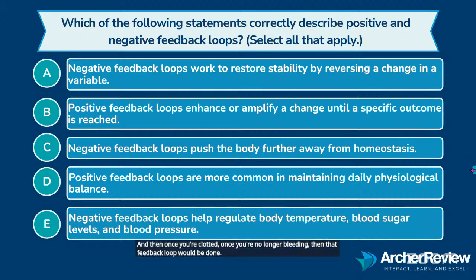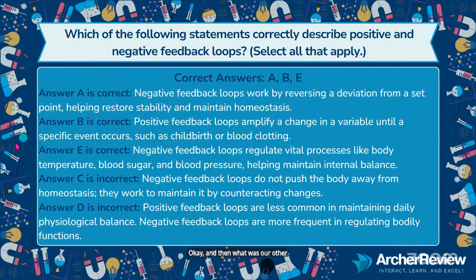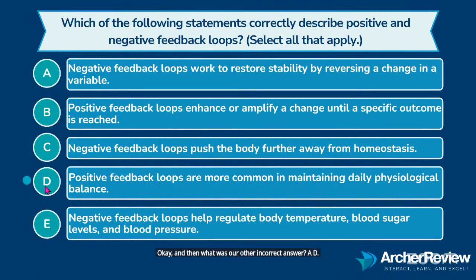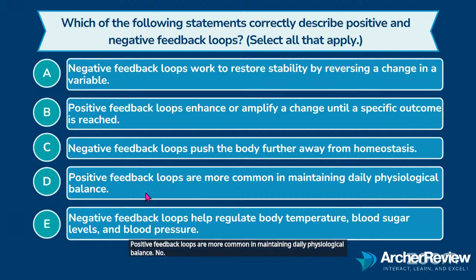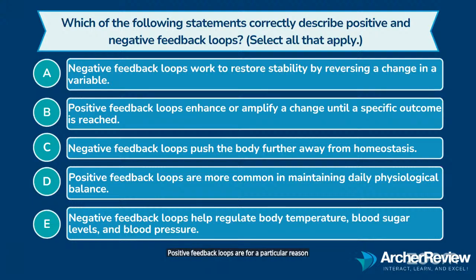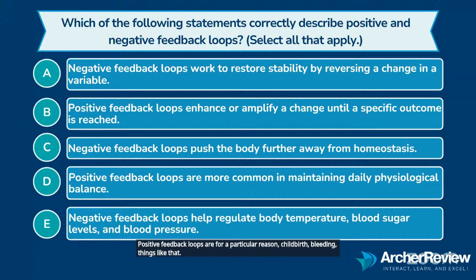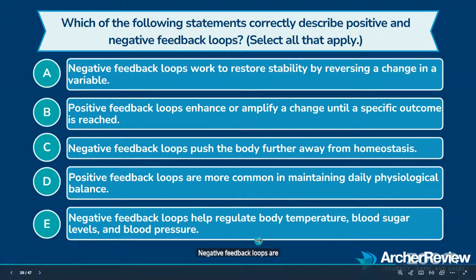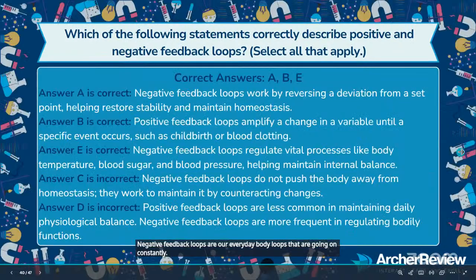Okay, and then what was our other incorrect answer? D. Positive feedback loops are more common in maintaining daily physiological balance. No. Positive feedback loops are for a particular reason, childbirth, bleeding, things like that. Negative feedback loops are our everyday body loops that are going on constantly. Okay? All right.